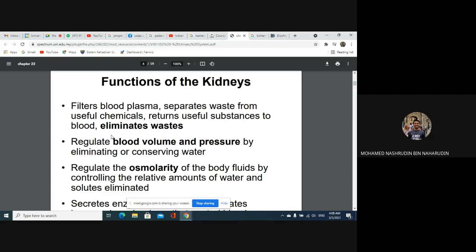It also functions to regulate blood volume. So the volume of blood is controlled by the kidney, and also, of course, the pressure. When you talk about volume, it's always in line with pressure, because the volume of blood will affect the level of pressure within your circulation. So it will regulate your volume and pressure by eliminating or conserving water. We're going to discuss that a bit later.